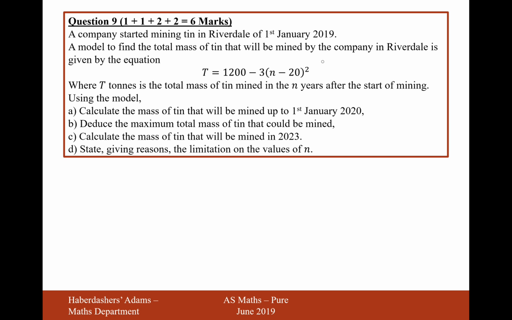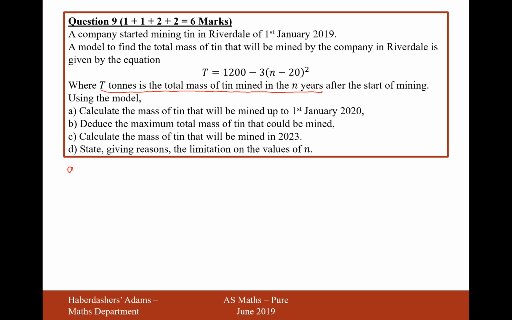So actually this question is a little bit different to the types of questions we usually get. Usually in these kinds of questions we get for the nth year, this is how much they'll mine. But actually in this model here, T calculates the total mass of tin mined after n years. So for example, if you plug in n equals 4, that's going to give you the total amount of tin mined up to year 4, including the first year, second year, third year and fourth year. So it's like a cumulative formula.